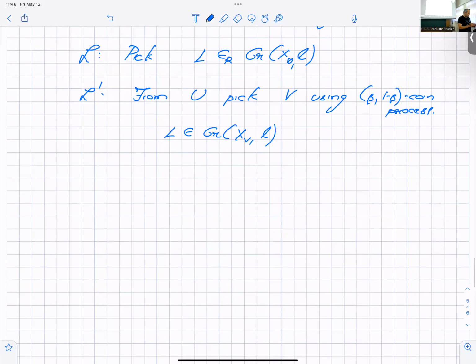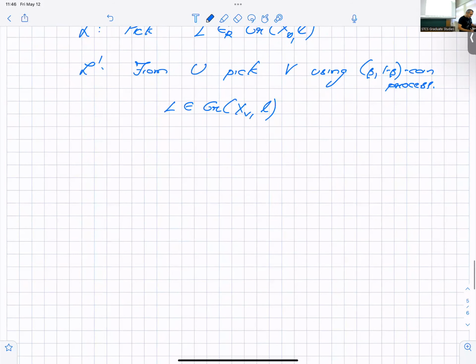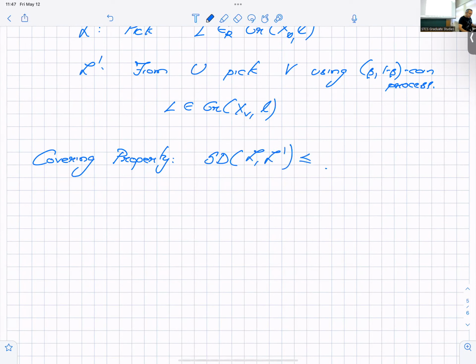The thing which I'm going to be covering is basically the covering property: the statistical distance between L and L prime is at most beta root k 2 to the power n plus 4. Here k is the dimension of the ambient space, and beta is the parameter. So you have to choose beta.